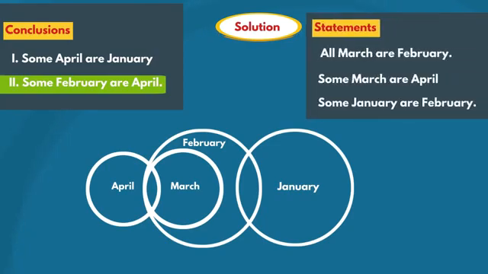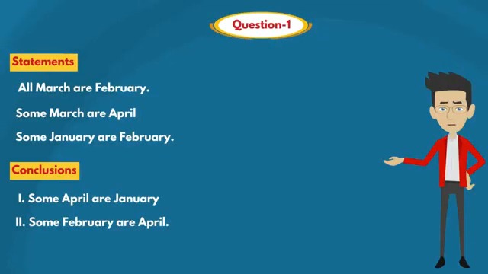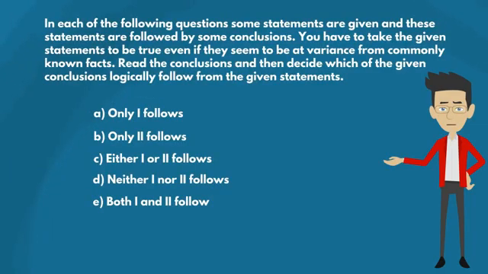In the statements, they didn't give any relation between February and April. But here in the diagram, there is a relation between February and April. Here, some February are April. So conclusion 2, some February are April, is true. After checking 2 conclusions, conclusion 1 is false and conclusion 2 is true. Here only conclusion 2 follows. So the answer is option B. Only 2 follows.